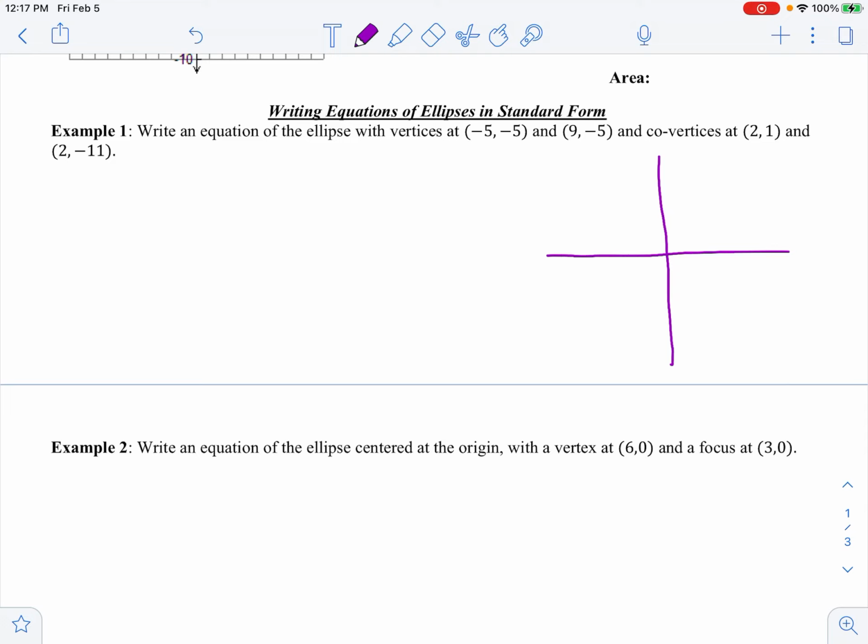Okay, so now I'm going to graph my vertices. (-5, -5), we'll say is right about there. I'll put V. That's not (-5, -5), oh my goodness. Left 5, down 5. I'll put a V there for a vertex. And there's also one at (9, -5). I'll put it over here, and put a V there so I know it's a vertex.